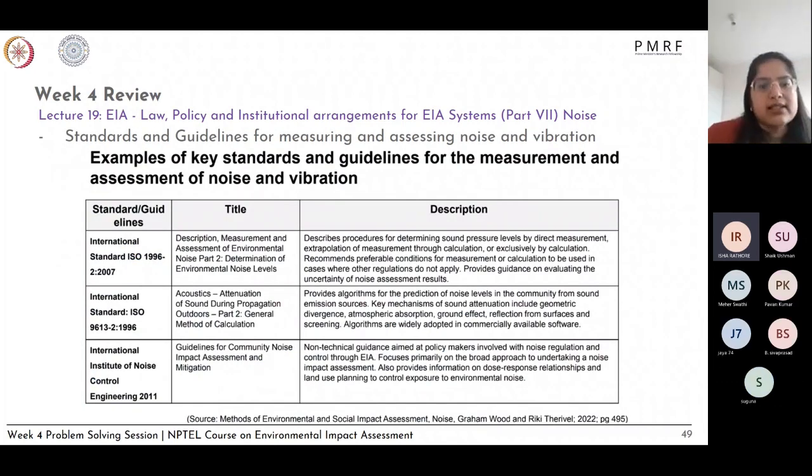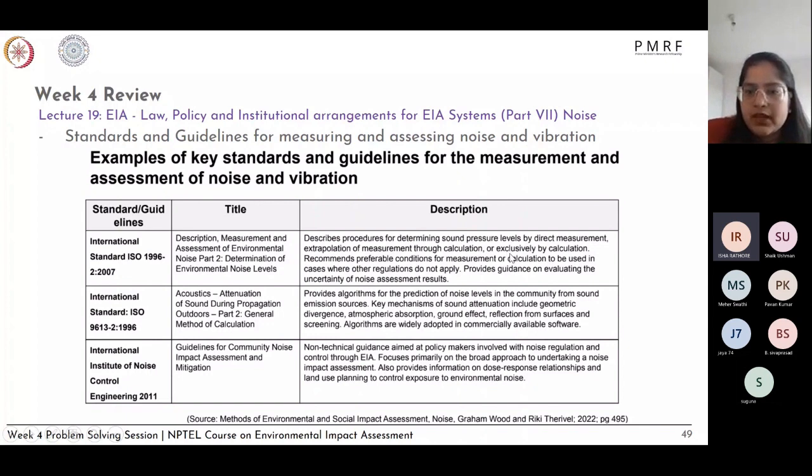And then we look up the standards and guidelines for measuring and assessing noise and vibration. So we have the key standards and guidelines here, and then this is their title, of course, and then we have the description of what they do. So we have the ISO 1996-2:2007. This is basically the description, measurement, and assessment of environmental noise, part 2, where it determines the levels of environmental noise.